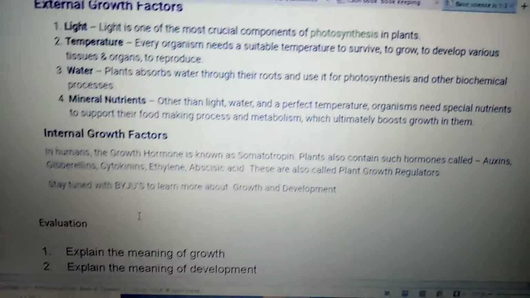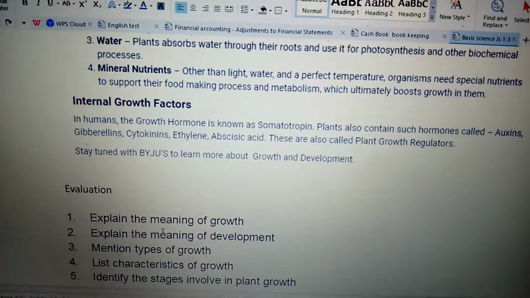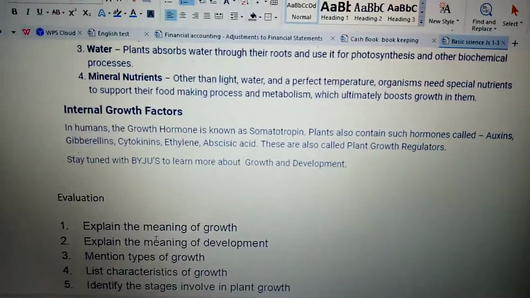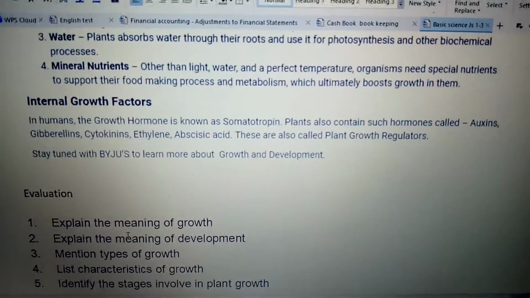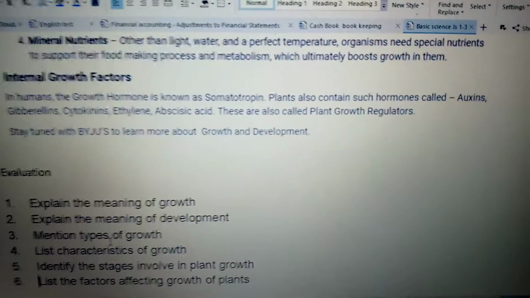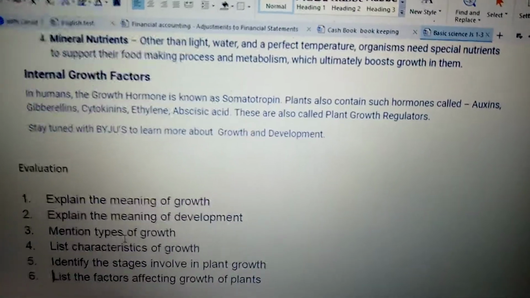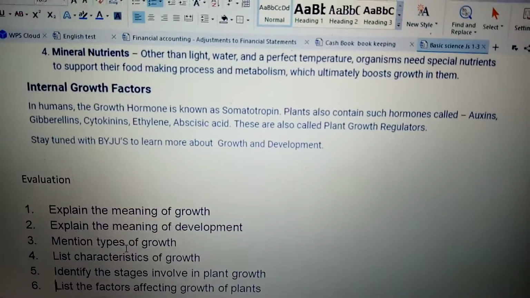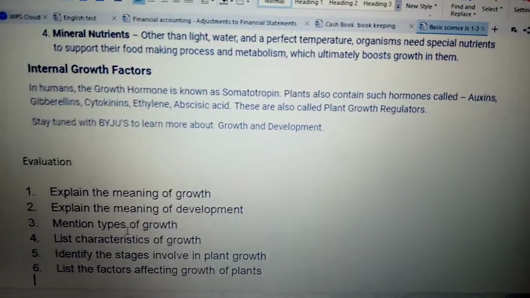A quick one. Ask yourself, what is growth? And ask yourself, what is development? Ask yourself, what are the types of growth that I know? Then ask yourself the characteristics of growth. Then list factors affecting growth of plants.